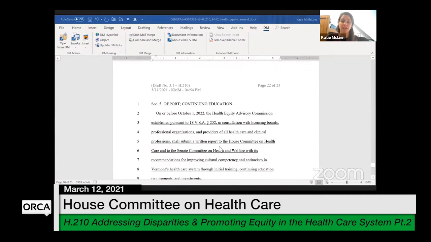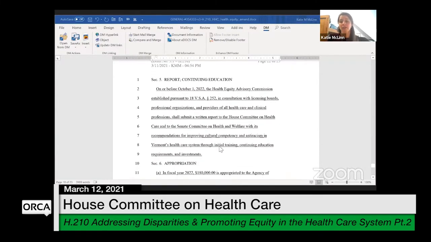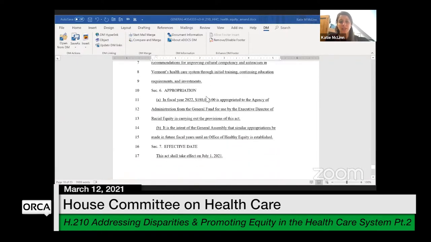The next section, Section 5, is a report. This will be in session law, not codified, because it's a short-term, one-time report. By October 1, 2022, the commission is to report to the General Assembly, giving recommendations on improving cultural competency and anti-racism in Vermont's healthcare system through initial training, continuing education requirements, and investments. Next, we have Section 6.